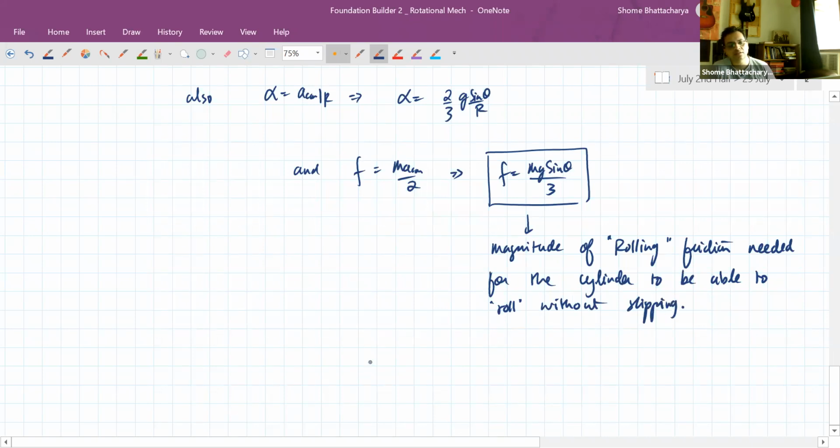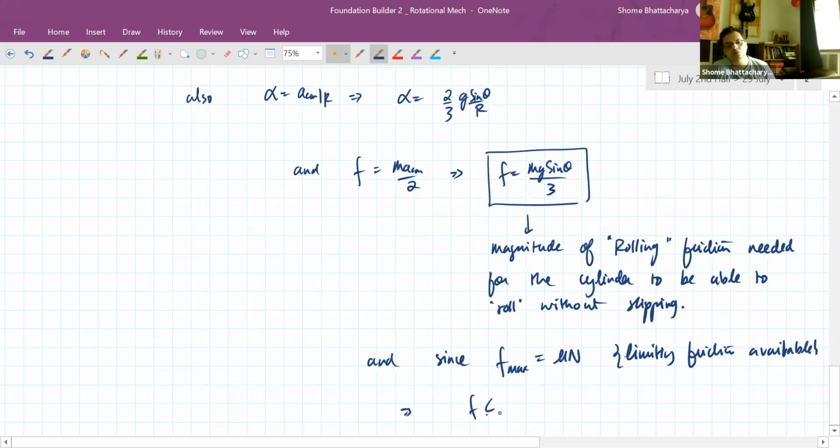So that also tells us that since the maximum rolling friction available to us is going to be equal to mu n, this is the limiting friction. So here the condition becomes that the actual amount of friction acting should not exceed mu n. The actual amount of friction required for rolling condition is mg sine theta by 3. It should be less than or equal to mu into n, which was mg cos theta.